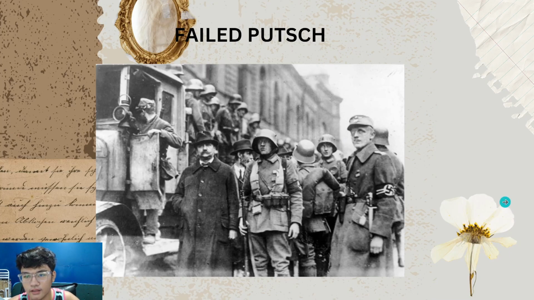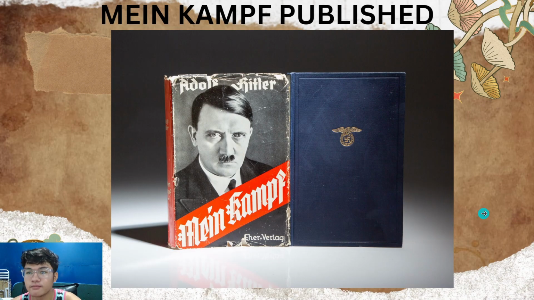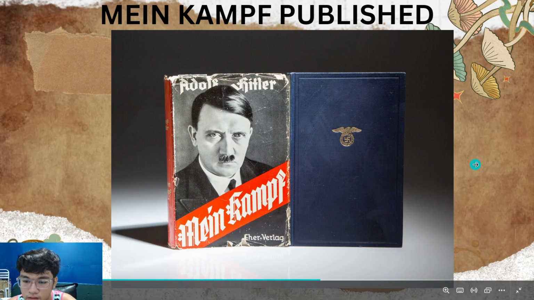So next is Mein Kampf published. Mein Kampf is a book written by Adolf Hitler while he was in prison for his role in the Beer Hall Putsch. It was published in two volumes. The first is in 1925 and the second in 1926.